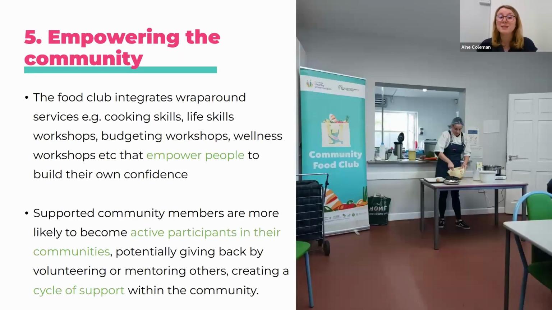So empowering the community, that's again a really important aspect for us. Throughout the 12 weeks, we'll have cooking demonstrations, life skills workshops, budgeting workshops, wellness workshops, all with the focus of empowering people and getting people supported. And that's support with what recipe we're going to cook, or if we see people are really interested in the food club.